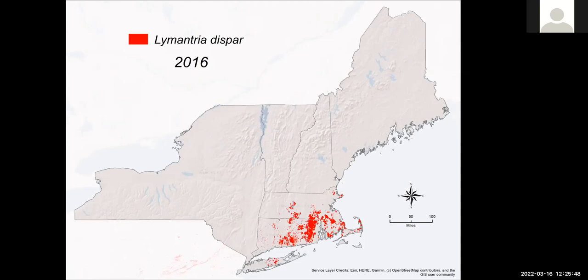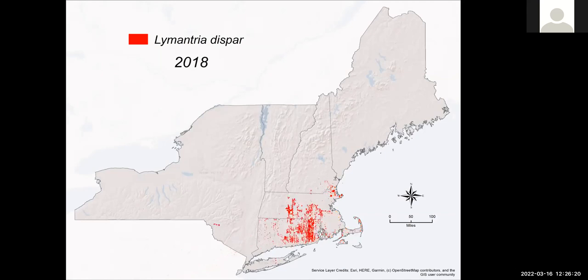2016, that pattern continues, and you see parts of Connecticut and parts of Rhode Island getting hammered. It continues in 2017. This looks pretty bad. I'll say right now, the plots that I'll be talking about were down in here. So we had sites in Connecticut and Rhode Island that were right through some of the heaviest hit areas. Our plots in Massachusetts were up here in areas that weren't hit as hard.